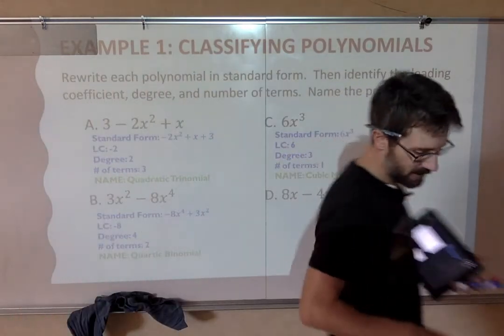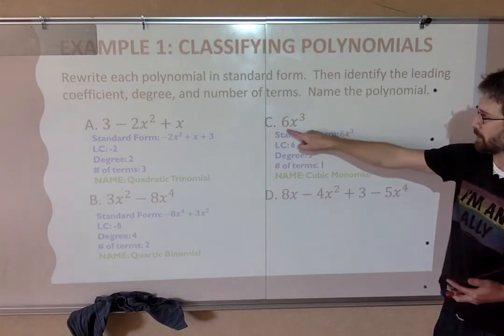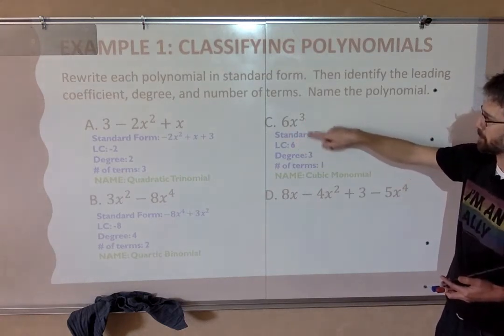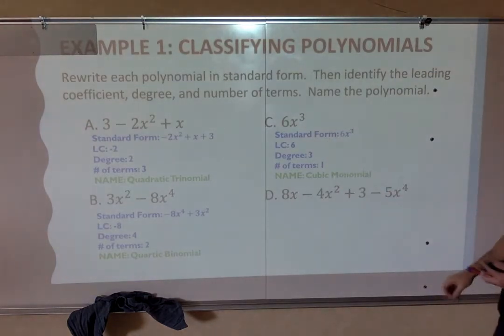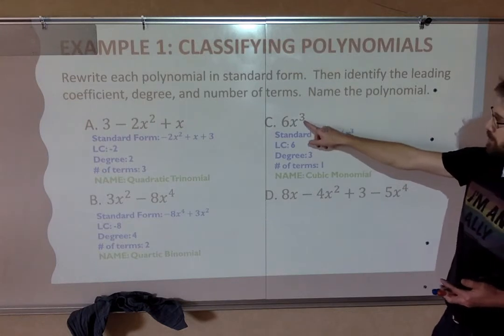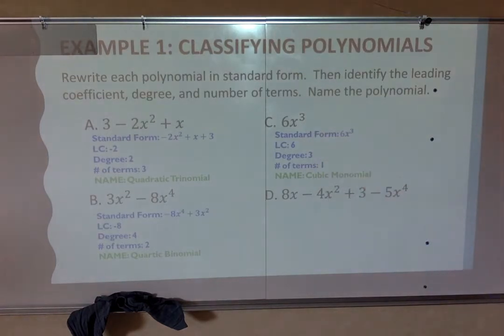Our next one. No rearranging to do here, right? This is already in standard form. Leading coefficient is 6, degree is 3. There's 1 term, no pluses or minuses, so 1 term. It is 3rd degree, so it's cubic, and 1 term means it's a monomial.